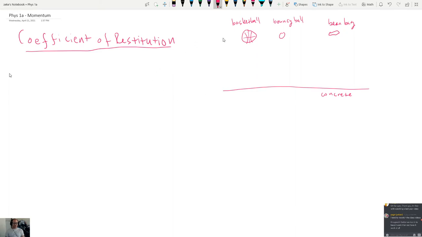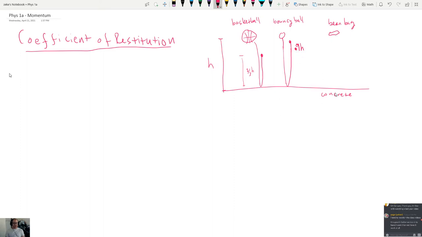Okay. So you drop all of these objects from the same height above the ground, right? And each one of them is going to do something kind of different whenever it bounces off the ground. So the basketball, when you drop it, is going to bounce and maybe come up to about two-thirds of the height. The bouncy ball is going to go much higher. There are types of bouncy balls that can almost bounce to the original position. Let's say this one bounces back up to about 0.9 times the height, so about 90% of the height, right?